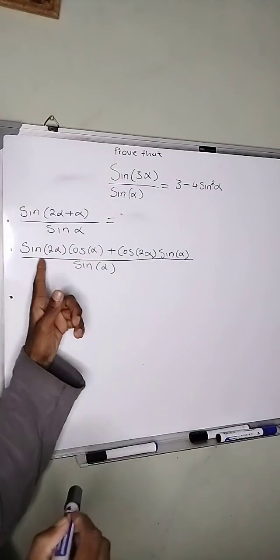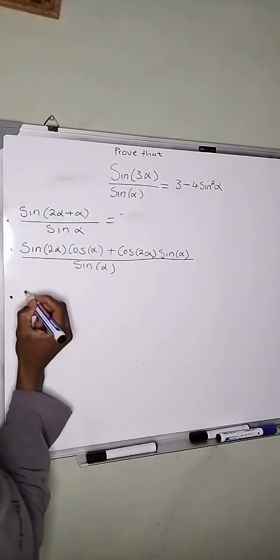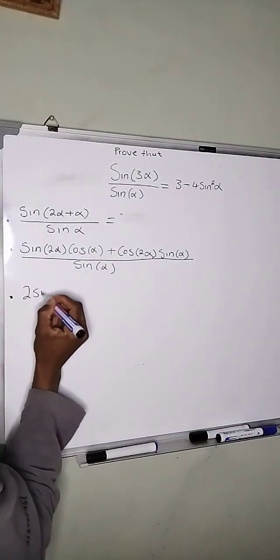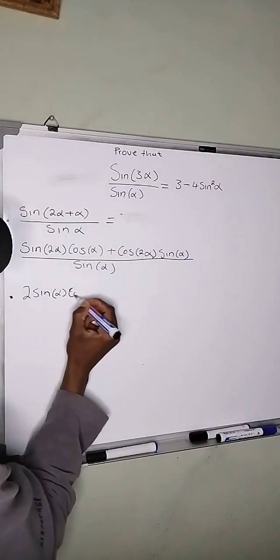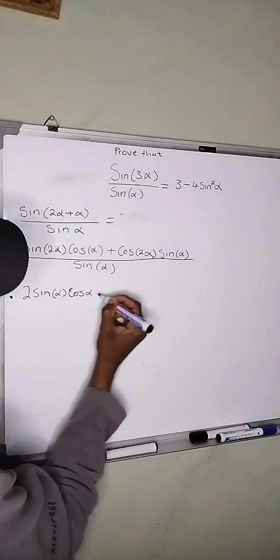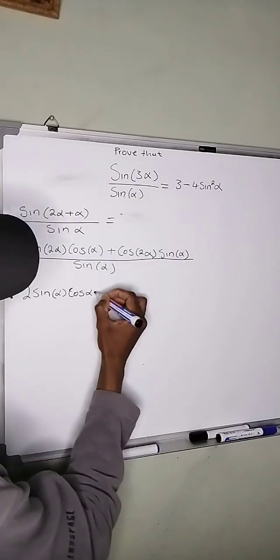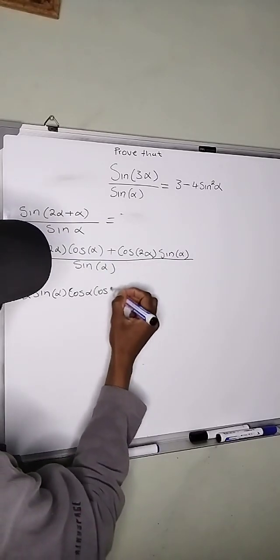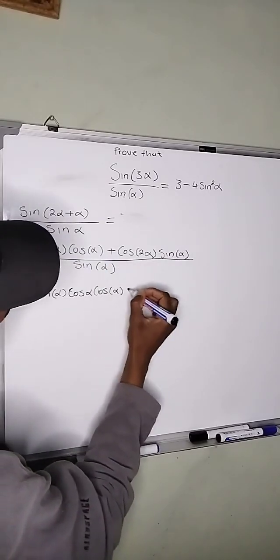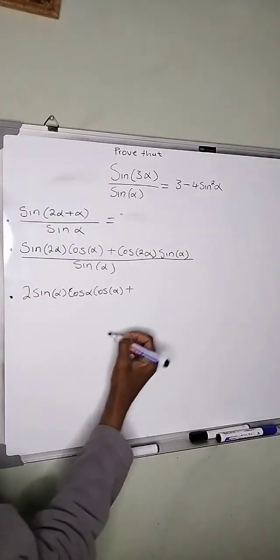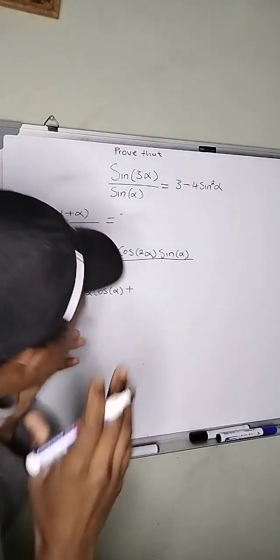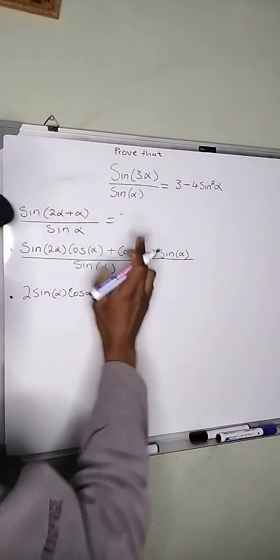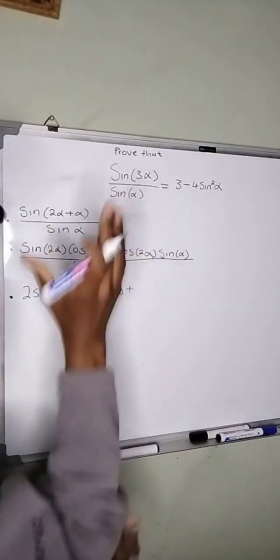So now let's see. Let's change this guy. We are going to change this guy into 2 sine alpha cos alpha and again cos alpha plus this guy. I'm saying this again: you don't rush to change this guy. Leave him as he is.